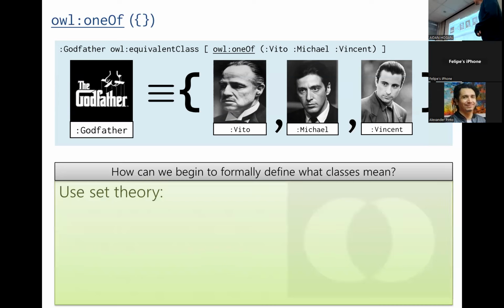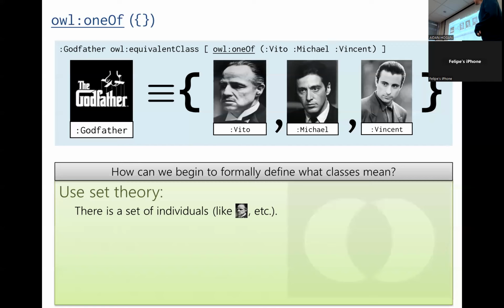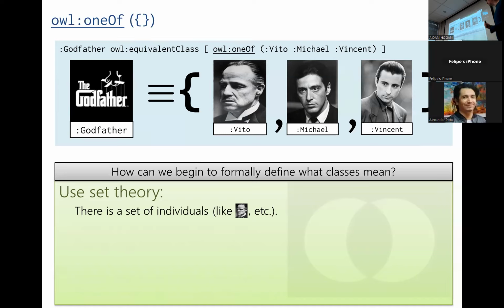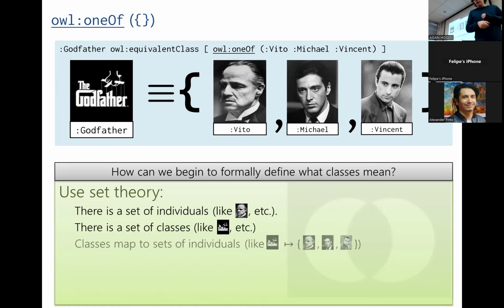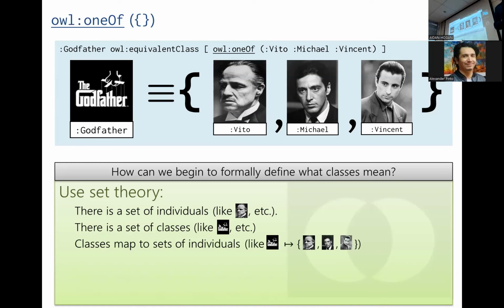If this is set theory, then we can say that there's a set of individuals or elements like Vito, Michael, Vincent. Yeah. So we need to be a little bit careful and distinguish the person from the identifier. So here we're really talking about the entities, the people, yeah, in this case, or the building or the movie, what have you. We have a set of classes like the Godfather, yeah. And we have classes mapped then to sets of individuals. So Godfather represents a set of individuals is the main notion here. So Godfather maps to these three instances here.